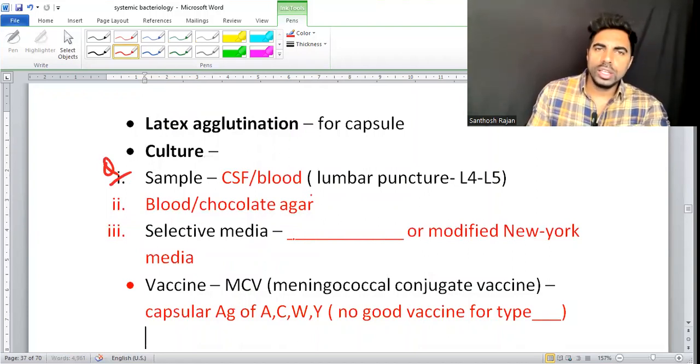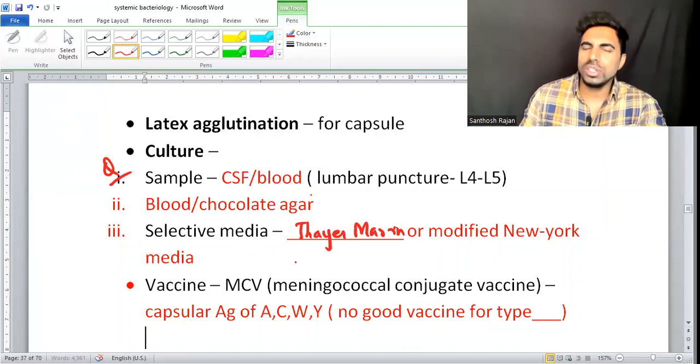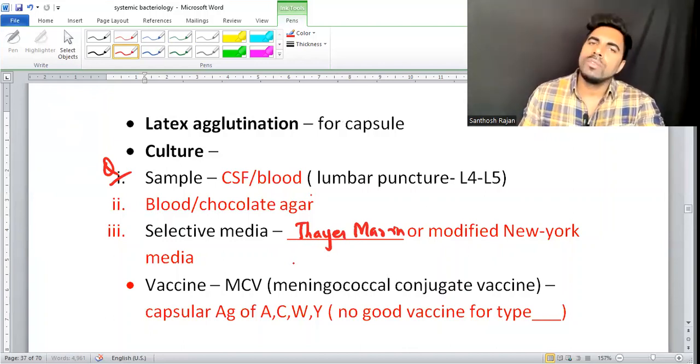I told you already, Neisseria grows on Thayer-Martin agar or modified New York City agar. That's the only thing you should remember. And transport media we usually don't use much in meningococcus, because the CSF is sent and put on the media in the lab. For gonococcus, we have to send it in transport media.